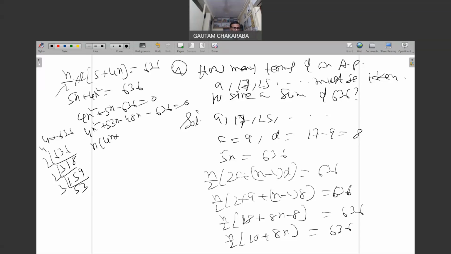Take n common. n equal to 12, but n equal to minus 53 by 4 is not possible because the number of terms can't be negative. Okay. So how many terms? That is 12 terms. It is the answer. It is a very important question. Now you do the next question.